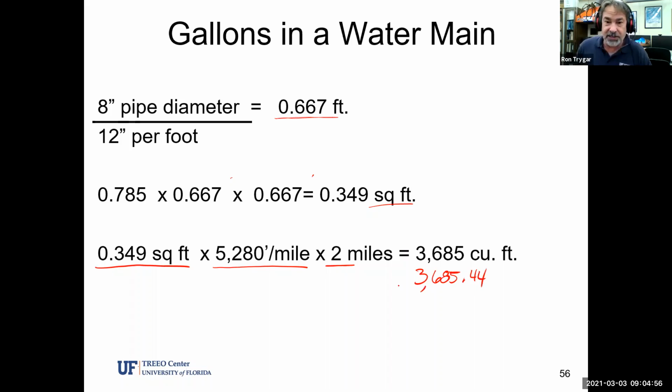Looks like in this particular example, all we did was we said, we'll just round and lose the 0.44 off of it and just go with that many cubic feet. And again, you're going to be just fine with that calculation or that result. So I think we're pretty good on that one. That would be gallons in a water main. That's a really long water main, 2 miles long, and it's 8-inch in diameter.